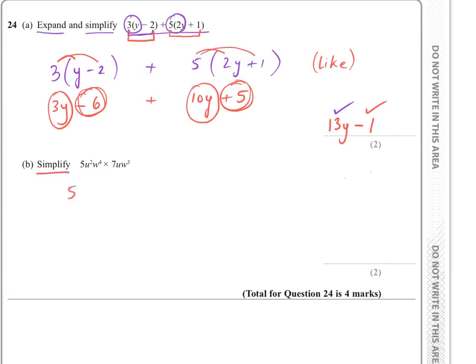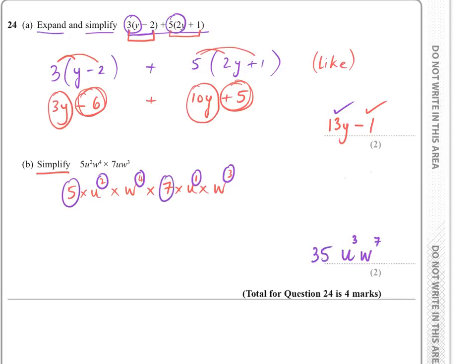Simplify now. We've got 5 times u squared times w to the power 4 times 7 times u times w to the power 3. So how many powers of u do we have? Well, there's a power of 1 here, and there's a power of 2 here. So in terms of u, we have 3 powers of u. How many powers of w do we have? Well, 4 and 3 more. So we have w to the 7, and then we just have 5 times 7 here, which is 35. So that's the same as saying 35 u cubed w to the 7.